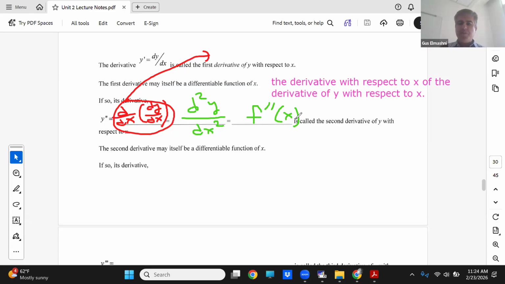So hopefully it makes sense what's happening there. The second derivative itself may be a differentiable function of x. If so, its derivative is continuous, because if you can take the derivative, then we know continuity exists. So if you graph the derivative function, that derivative function is going to be continuous, because then you could do the derivative again.